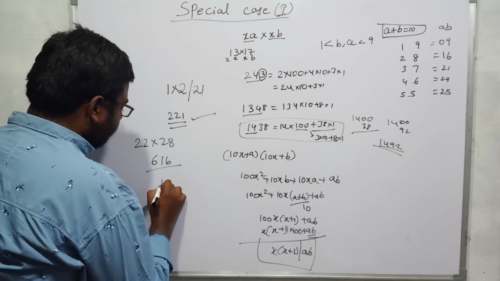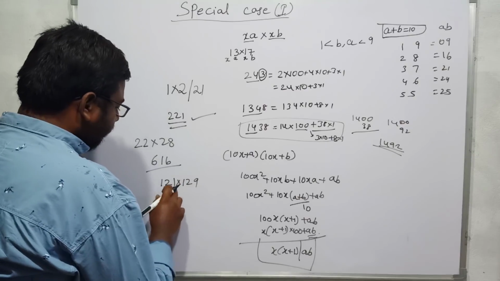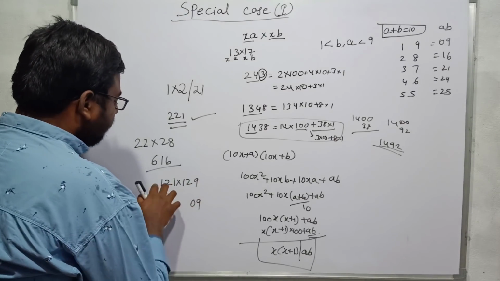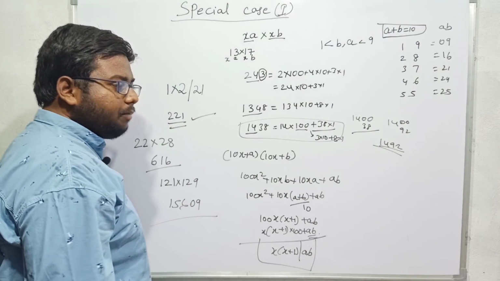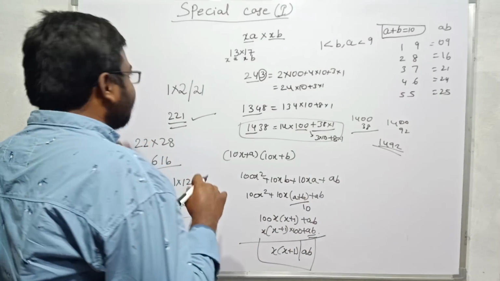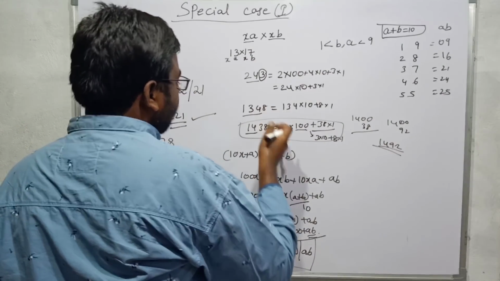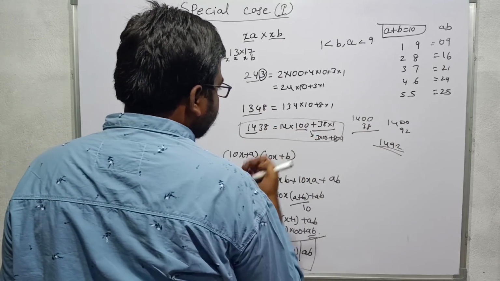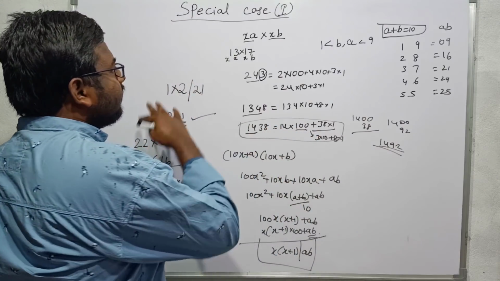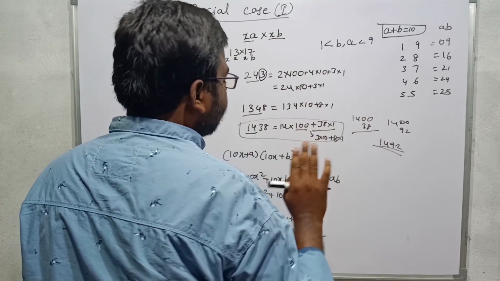For example, I can calculate 121 into 129. 1 into 9 will be 09. 12 into 13 will be 156. 15609 will be the answer. So here x won't have any limit, because you can take x as any number. From this basis only we derived this concept. Here x is 14. You can take x as any number, but strictly the sum of a and b should be 10 only.